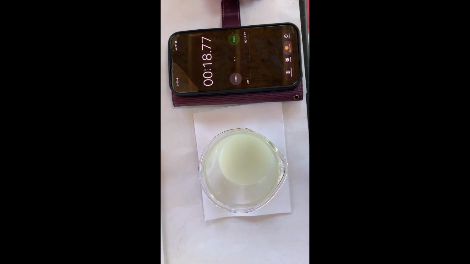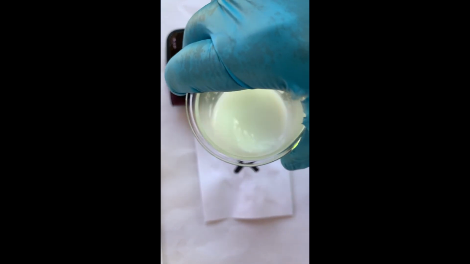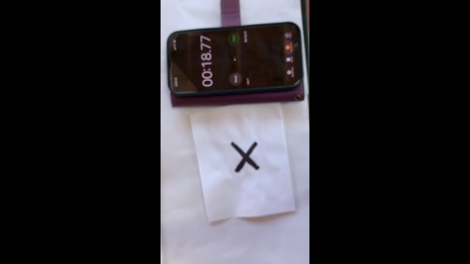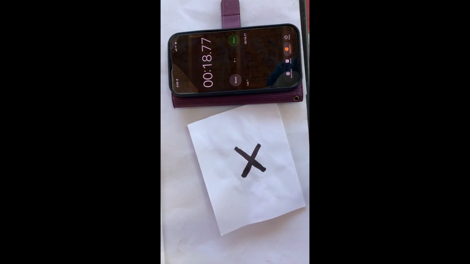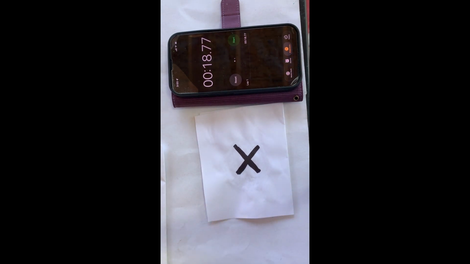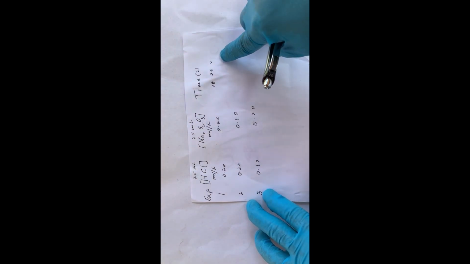One of the things that we will not make a big fuss about is the time that it takes for this X to disappear, because you can see it is highly subjective. We could not have been coordinating with this stop clock and the time that it takes for the X to disappear. So you will not make a big fuss if you have a few seconds difference in these trials. Okay, we're just looking for a pattern. So we'll hold this time for now.